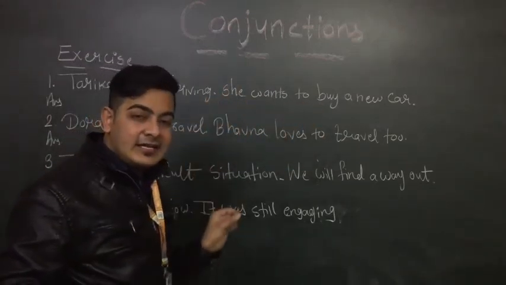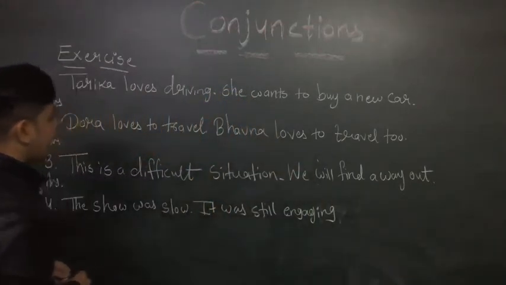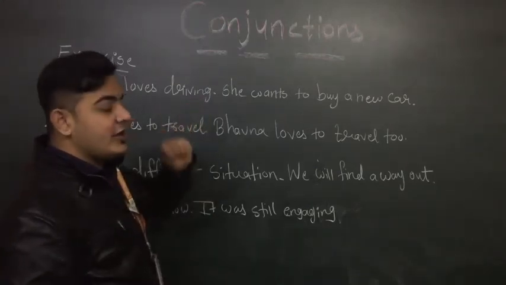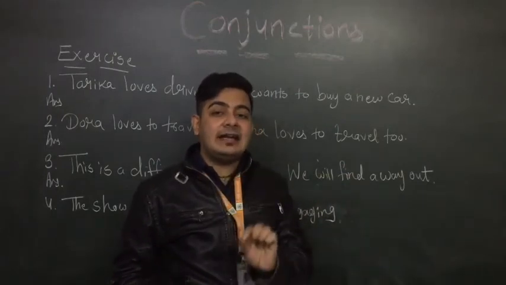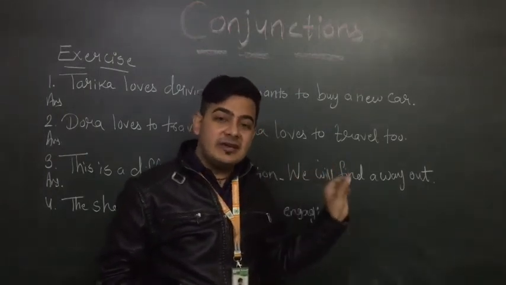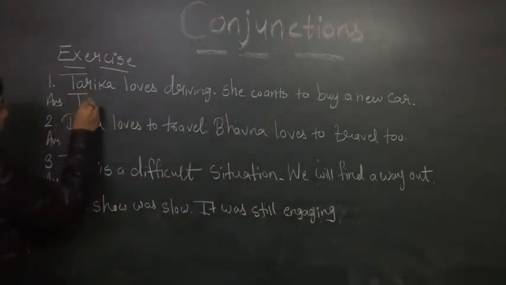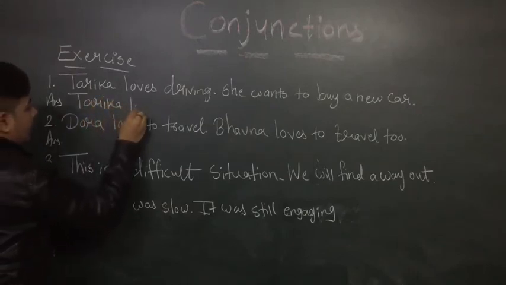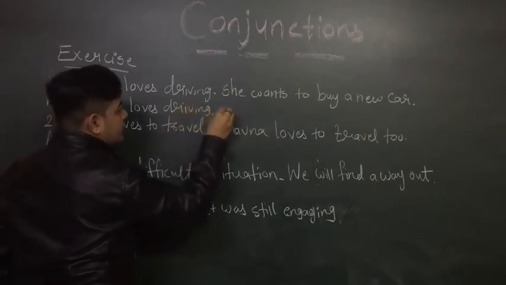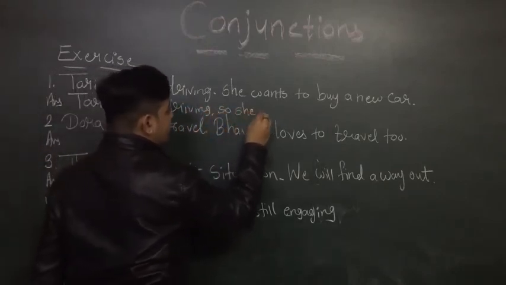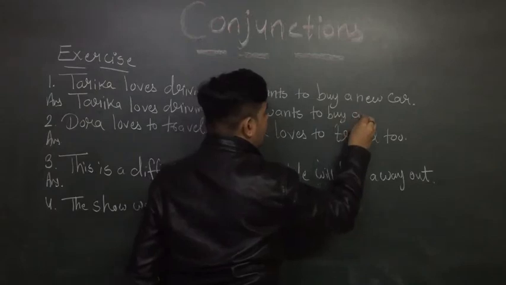बीच में कुछ मिसिंग लग रहा है स्टूडेंट्स. Yes, it is. Our conjunction is missing. So what I will write? लेकिन इसलिए, sorry, here it will come इसलिए. इसलिए what I have informed you, that is so. ठीक है? So what will come in this sentence? So I will write Tarika loves driving, so she wants to buy a new car.